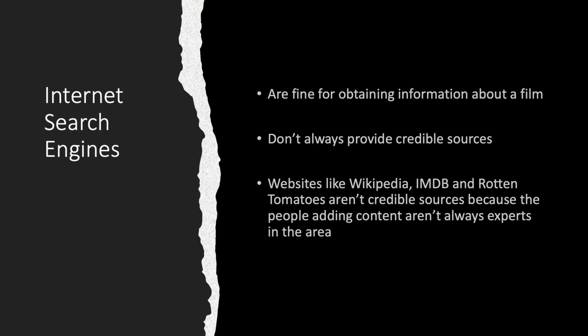Internet search engines are fine for obtaining information about a film, but they don't always provide credible sources. Websites like Wikipedia, IMDb, and Rotten Tomatoes are great for giving you general information about a film, but they aren't credible sources because the people adding content aren't always experts in the area.